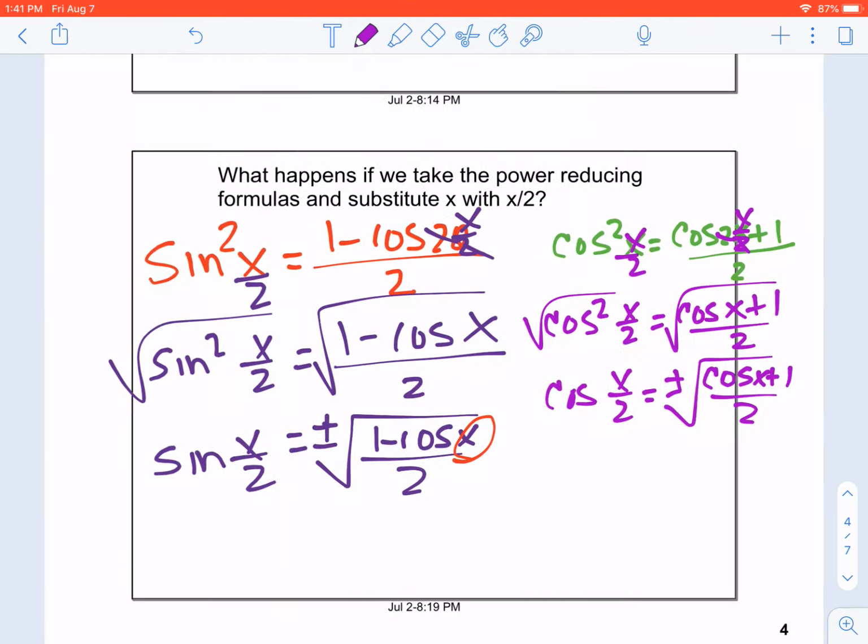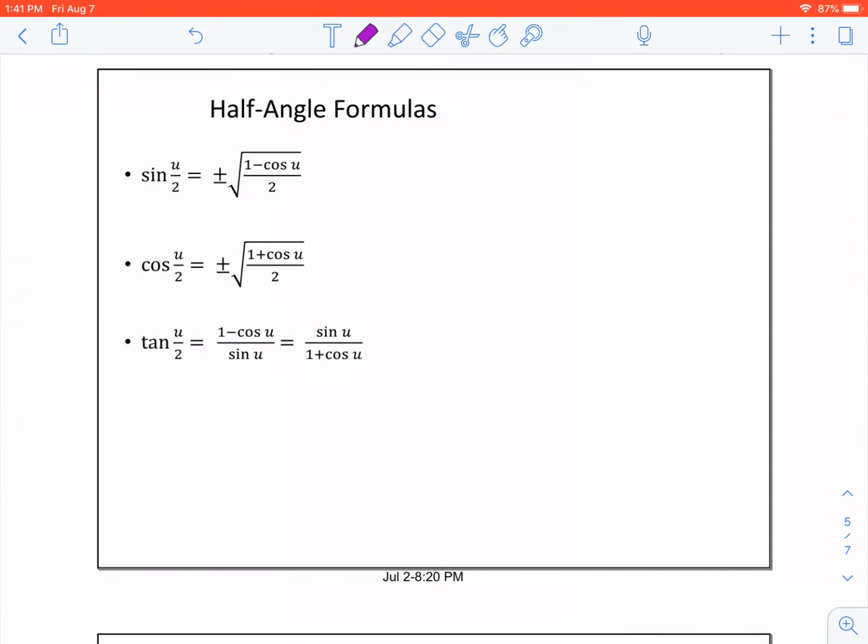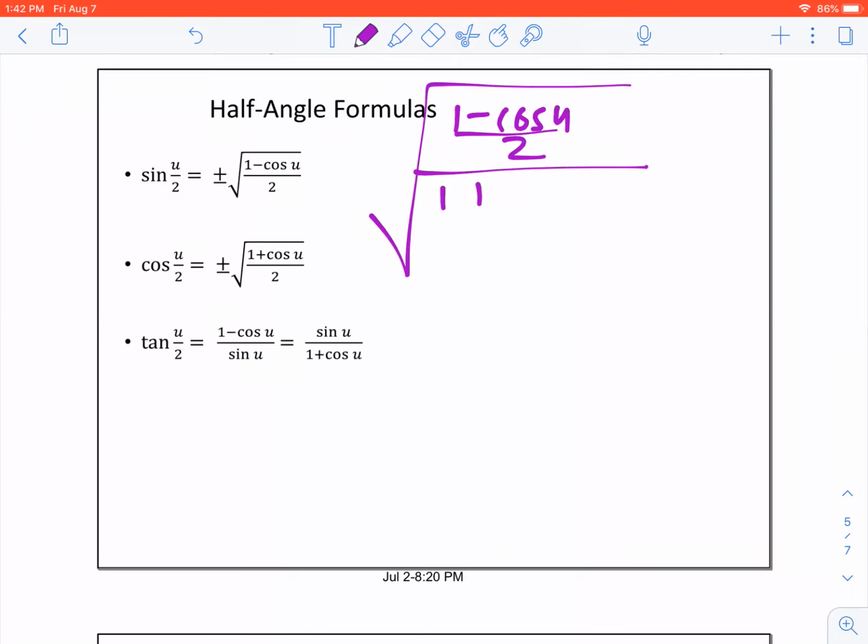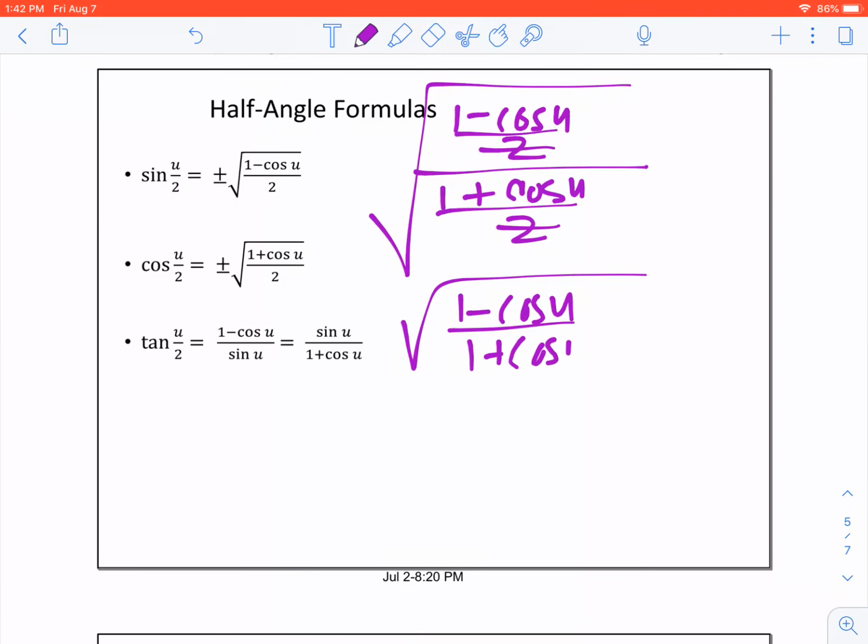Now, notice how you have the cosine, that the tangent is u over 2. How are we getting that? Well, in order to get tangent, we would take the square root of (1 minus the cosine of u) over 2, and then, actually, let me write this really big. 1 minus the cosine of u over 2, all over 1 plus the cosine of u over 2. Those cancel, and I'm left with (1 minus the cosine of u) over (1 plus the cosine of u).